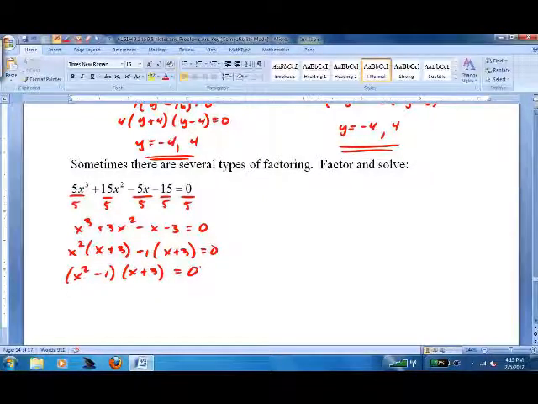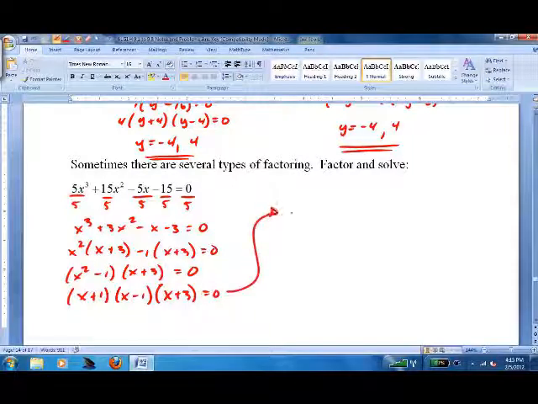A lot of people would stop right now and say, well, this is a perfect square, this is a negative, but that's a 1. 1 is also a perfect square because 1 times 1 equals 1. X plus 1, x minus 1, x plus 3. Solution, x equals negative 1, 1, negative 3.